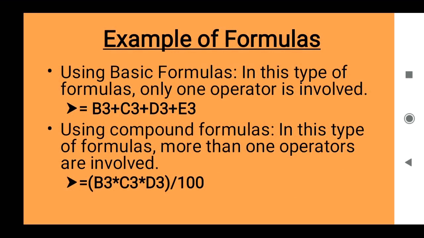There are two types of formulas. First one is basic formulas or simple formulas. In this type of formulas, only one operator is involved. For example, equals B3 plus C3 plus D3 plus E3. Here only one operator is used, and that is plus. Plus means addition. The second one is compound formulas. In this type of formulas, more than one operator is involved. For example, within brackets B3 times C3 times D3 divided by 100. So more than one operator is used in this example.